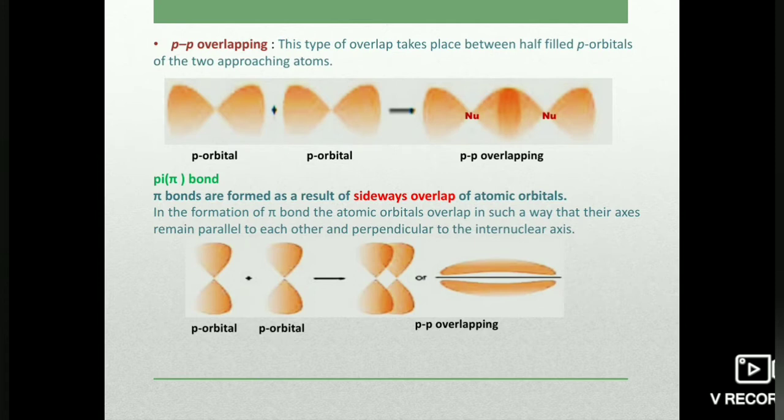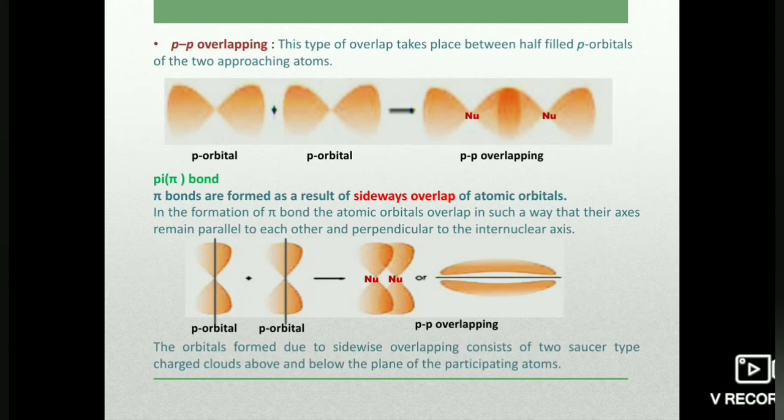Now, in the formation of this pi bond, atomic orbitals overlap in such a way that their axes remain parallel to each other. So what is that? This is a p orbital and this is a p orbital, and their axes are these two lines. We can see that these two axes are parallel, and these two axes are perpendicular to the internuclear axis.